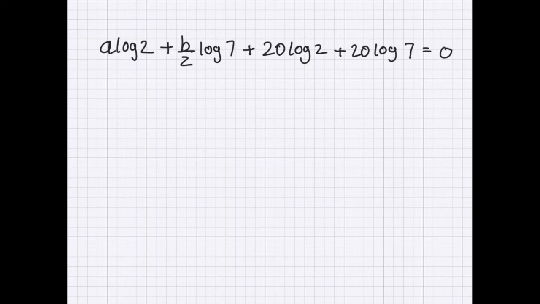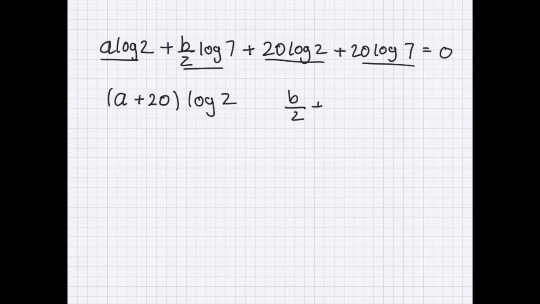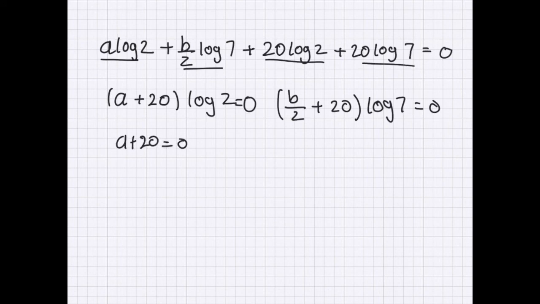Now you see why splitting 14 into 2 and 7 was useful. We can take these two common, and similarly we can take log 7 as common. So if we take that as common, we'll be left with a plus 20 log 2, b over 2 plus 20 log 7. So we have a plus 20 equal to 0, because we just took 2 to this side, which became 0. So a is equal to negative 20.